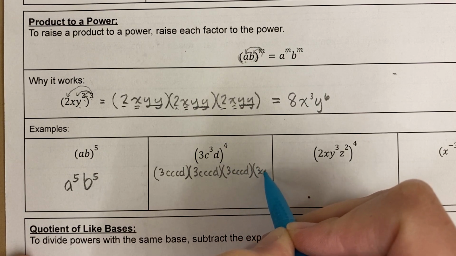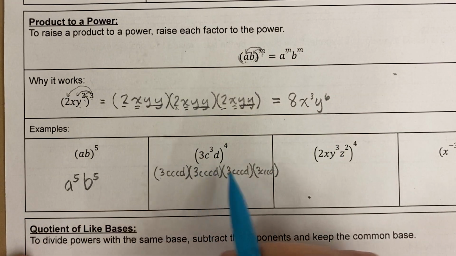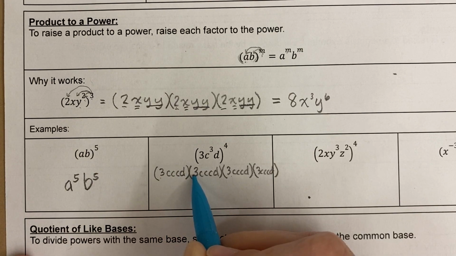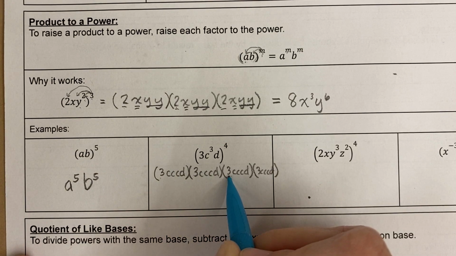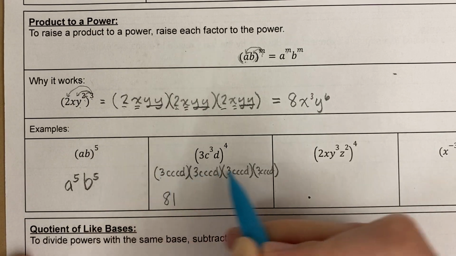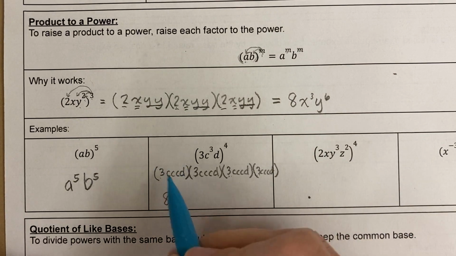This is what's here. Okay, 3 times 3 times 3 times 3. That's 3 to the 4th power. So 3 times 3 is 9, times 3 is 27, times 3 is 81. You could also do 3 times 3 is 9. This 3 times 3 is 9, and then 9 times 9 is 81. Either way, you get 81.